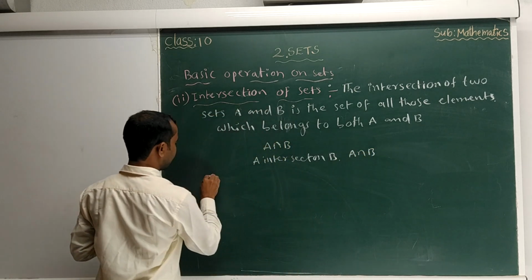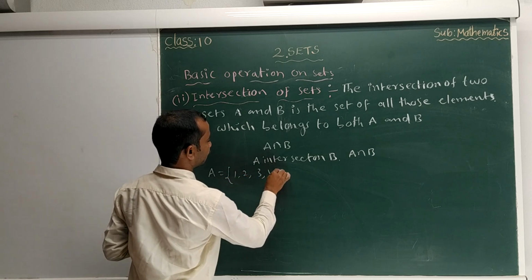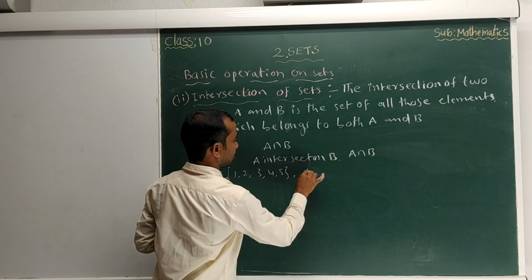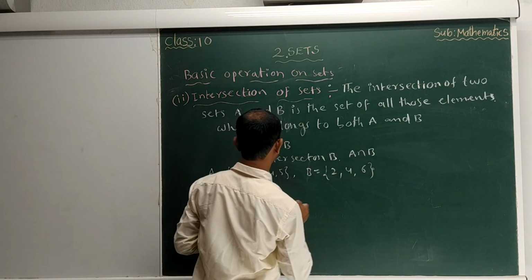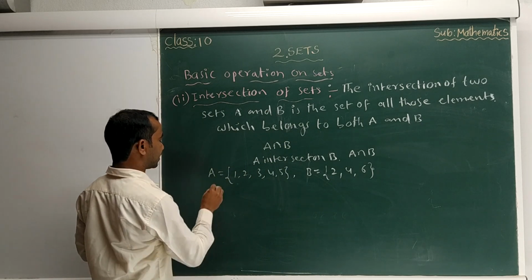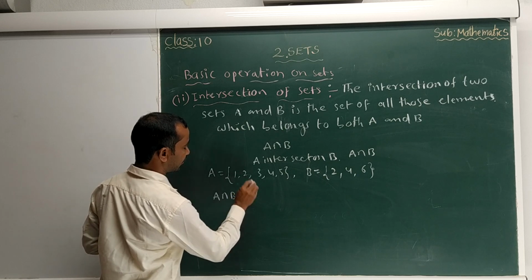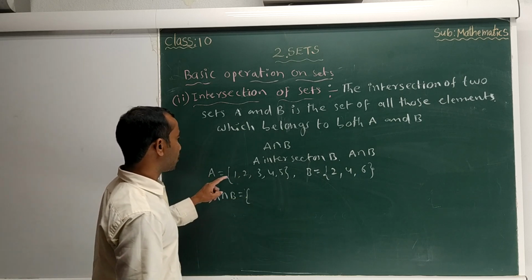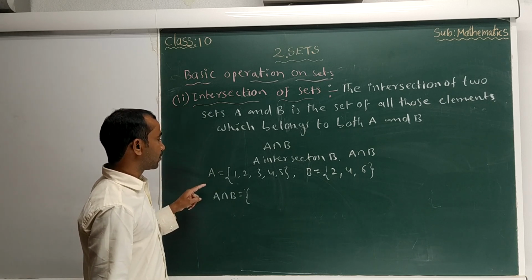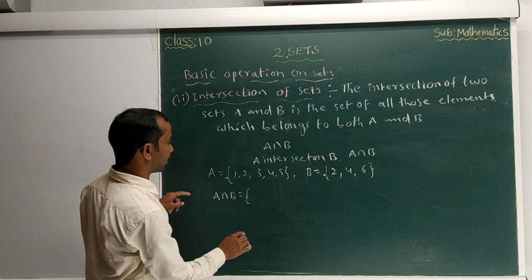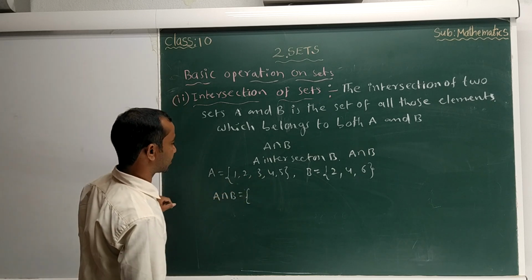For example, set A is {1, 2, 3, 4, 5}, set B is {2, 4, 6}. So the roster form of A intersection B: each and every element that belongs to both set A and B is called the intersection. The meaning of intersection is that we write the common elements.